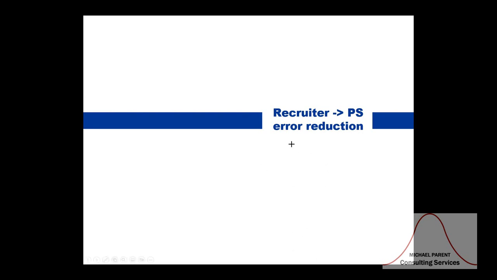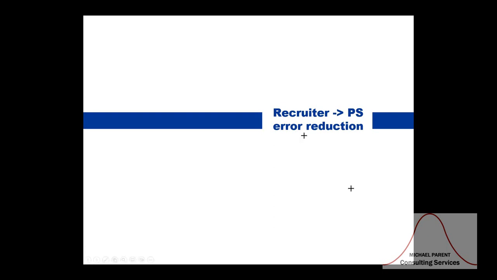So this one was called a Recruiter to PeopleSoft Error Reduction project. I was working with an HR team, and essentially they were hiring candidates and putting information into their vendor system that helps them track the candidates that they're fielding and sourcing. That was called Taleo. It's an industry leading vendor service. And then they were moving them into PeopleSoft, which was the enterprise-wide human resources infrastructure system.